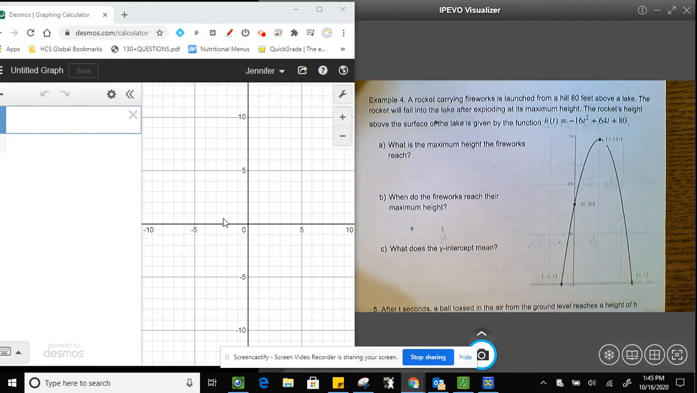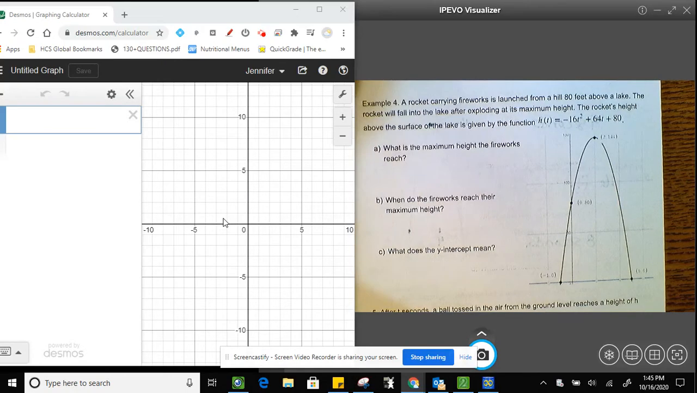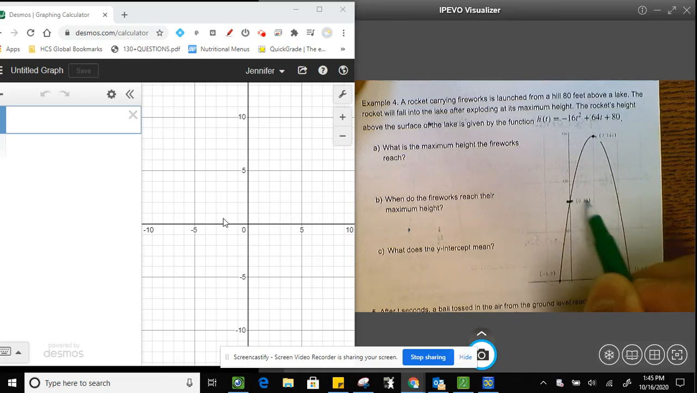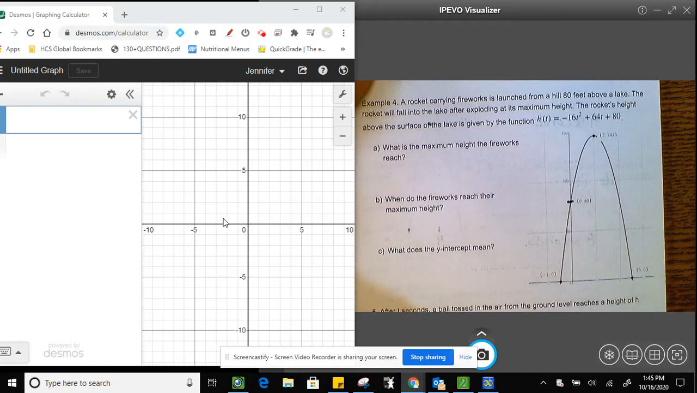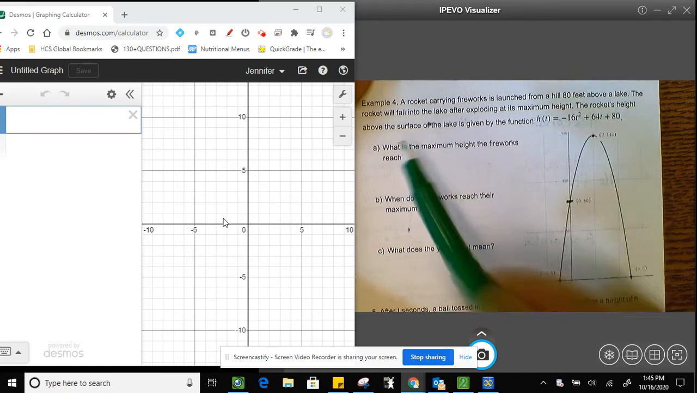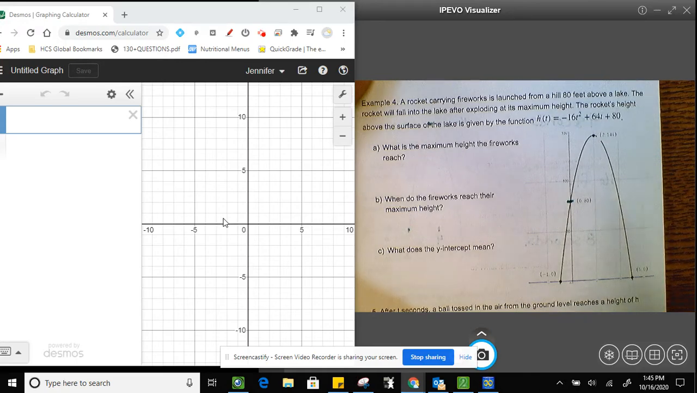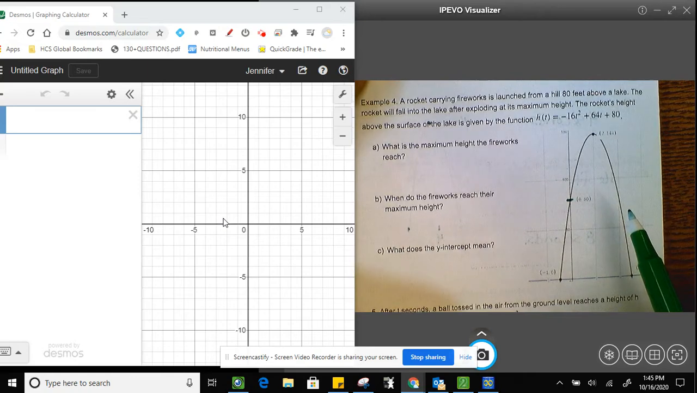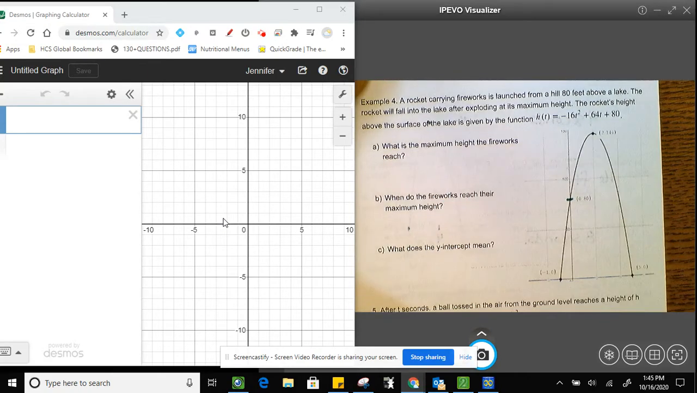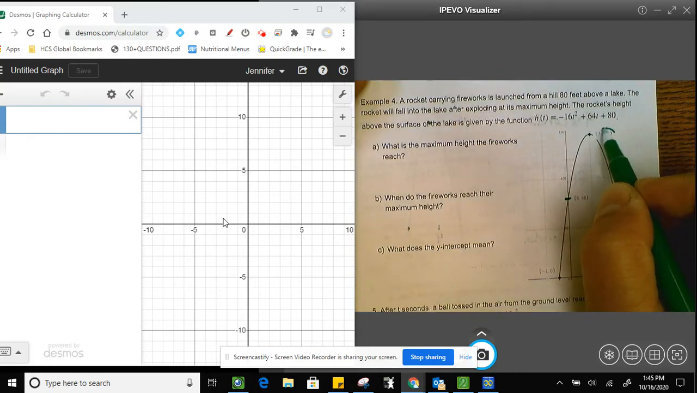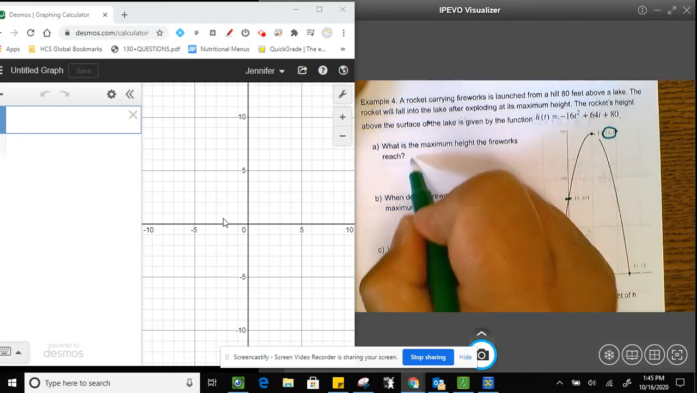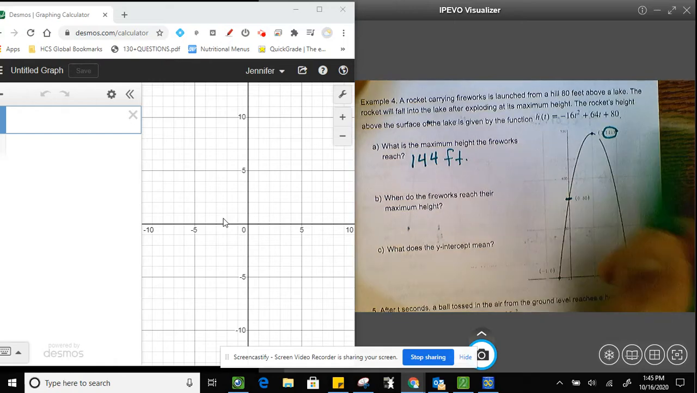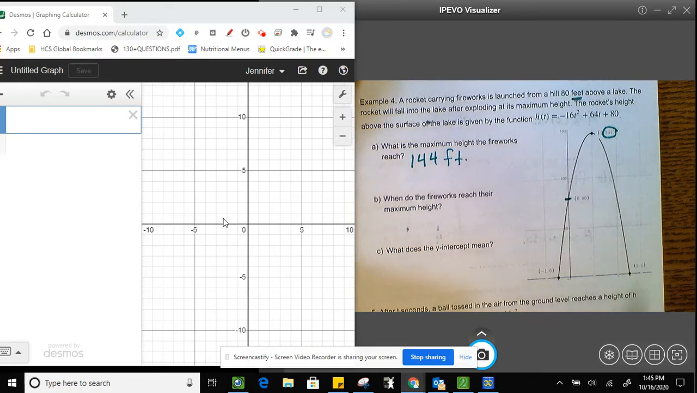Here's another quick one. This is another rocket launched from a hill 80 feet above the lake. Notice it's 80 feet above the ground. The rocket will fall into the lake after exploding at its maximum height, which would be here at the vertex. So what is the maximum height the fireworks reached? The maximum height is 144 feet. We know that because it's using feet.